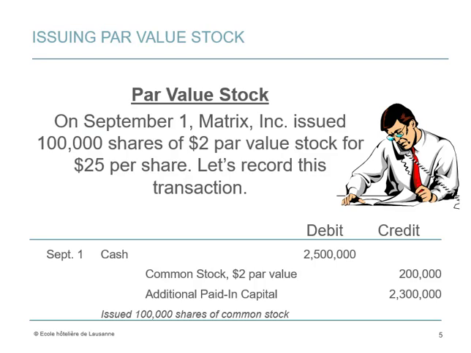So let's look at an example. For example, on September 1st, Matrix issued 100,000 shares of $2 par value. So $2 is the real value of their shares inside of the company, what it costs them, and the shares were issued for $25 per share. $25 is the market value for which the shares will be sold on the public market.